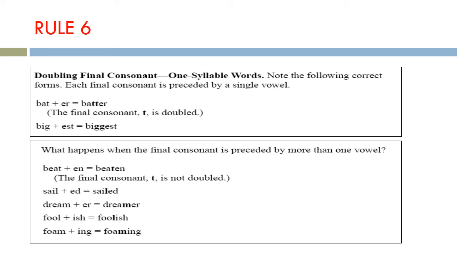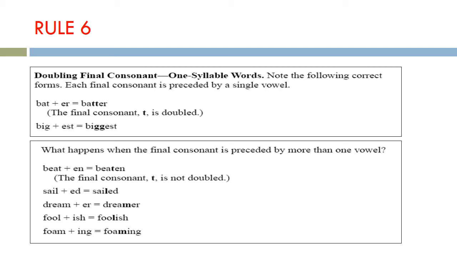Rule 6 is about doubling the final consonant in one-syllable words. Words which contain only one syllable. There are two types of words which contain one syllable. There are words which contain a short vowel and others which contain a long vowel or a diphthong. When the word contains a short vowel and it ends in a consonant, when we add a suffix at the end of this word, the consonant should be doubled, like bat, batter.